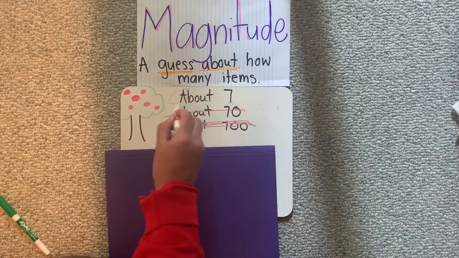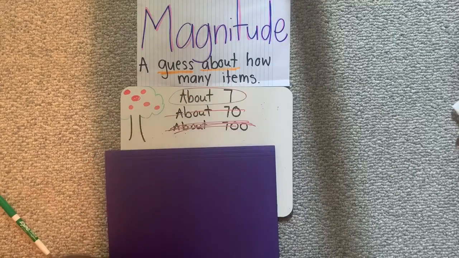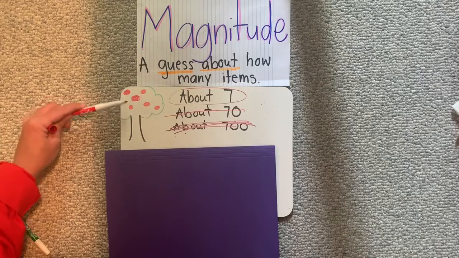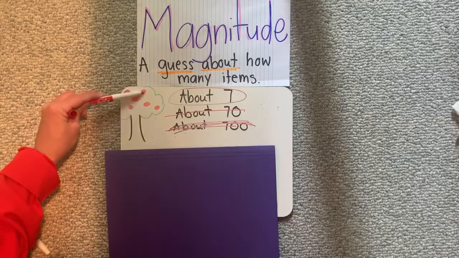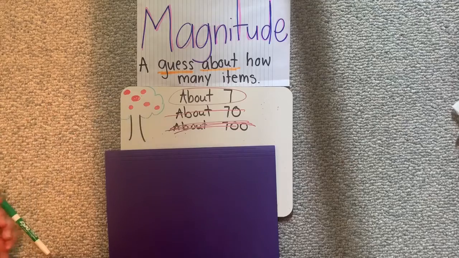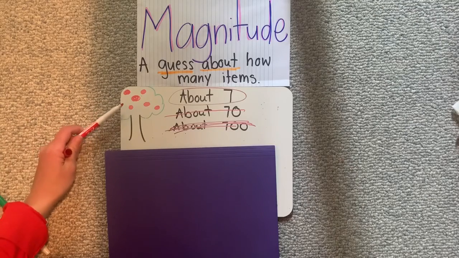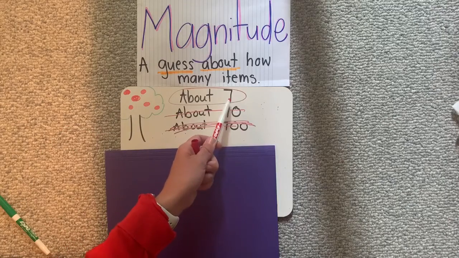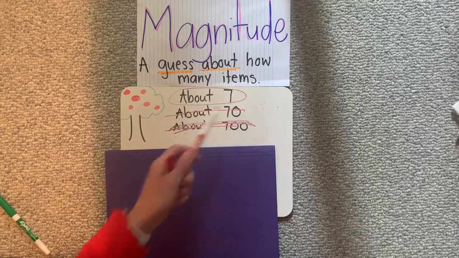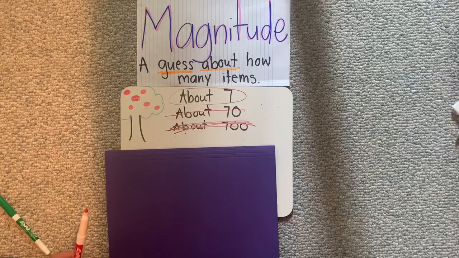So the correct answer is about 7. There are about 7 apples on that tree. I'm just going to count to see how many apples there actually are. 1, 2, 3, 4, 5, 6. So I see that there are 6 apples, and 6 is pretty close to 7. 6 is about 7, so that's why that's the correct answer, about 7 apples.